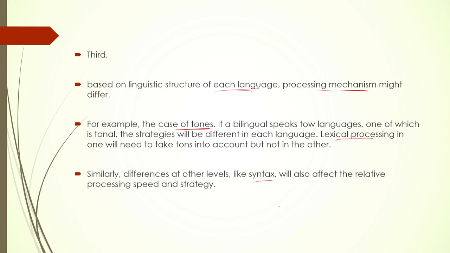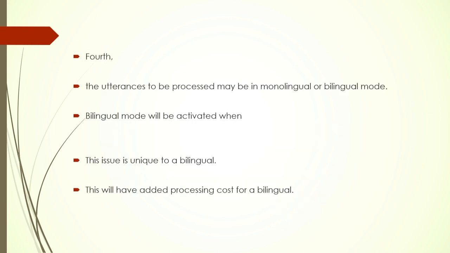So take Chinese, for example. In English, we can write it like ma, but this can have five different tones, and with each tone the word means a different thing. That will delay the processing speed for one particular lexical entity, which is not the case for a language which is non-tonal. So that is what we mean by differences in structural properties of the language adding to the complexities of processing in case of a bilingual.